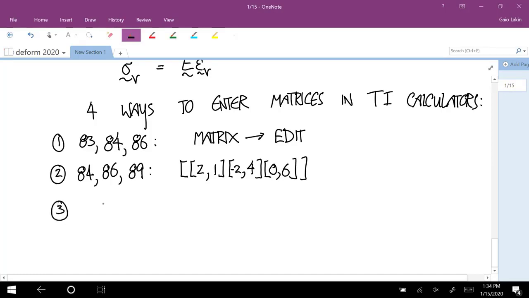The third one only works for 89s, but it saves you a few keystrokes. You can choose whichever one of these you like if you have an 89, but you just use one square bracket for the matrix itself, and then you use semicolons to separate the rows. So 2, 1, semicolon, -2, 4, semicolon, 0, 6, end.